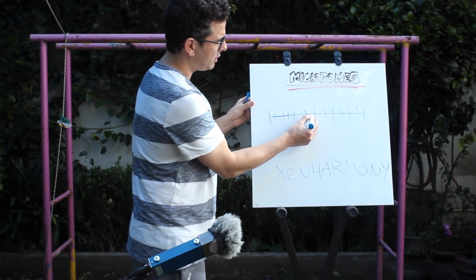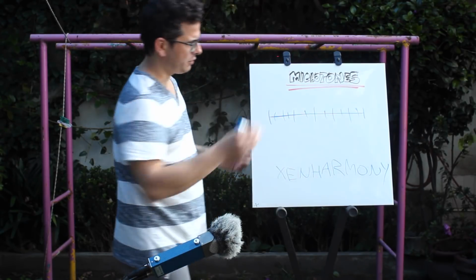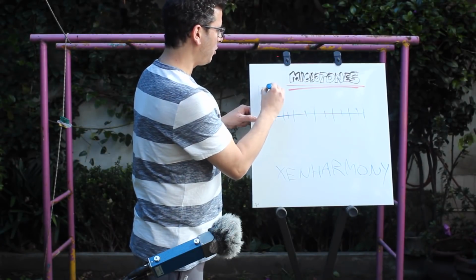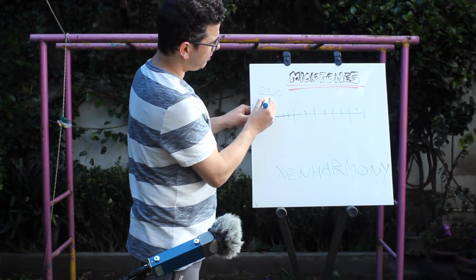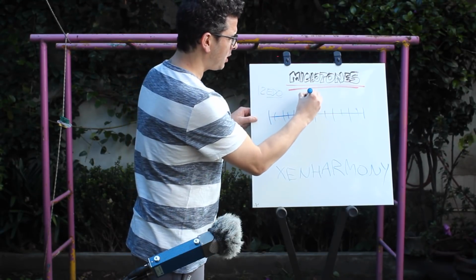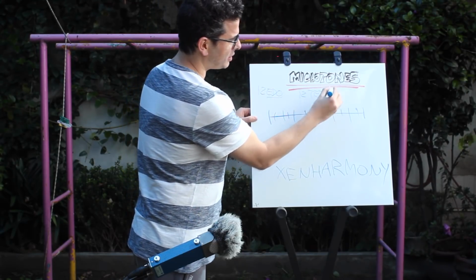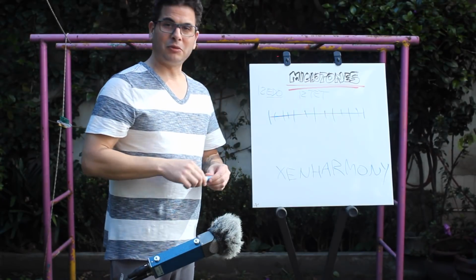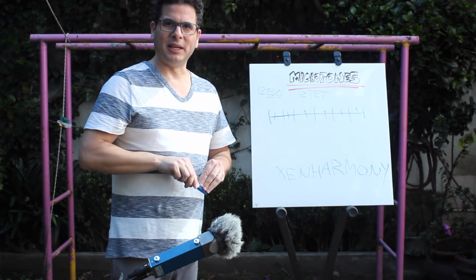1, 2, 3, 4, 5, 6, 7, 8, 9, 10, 11, 12. Yeah, this is called 12 EDO. EDO stands for equal division of the octave. Another term used is 12 TET. So if you see those terms, you can now sound very smart because you know what they mean, right?